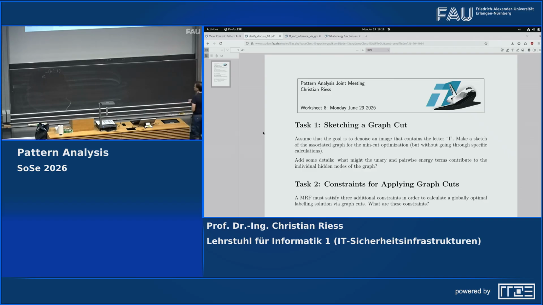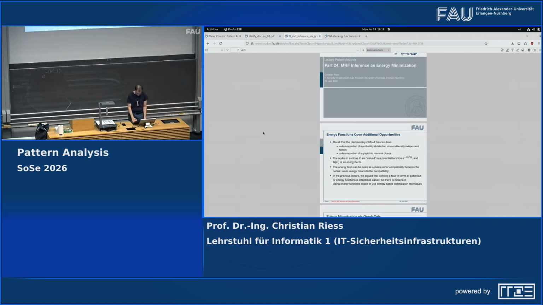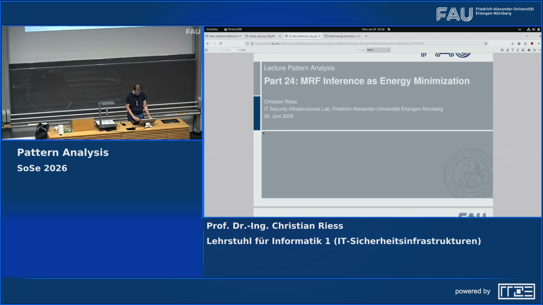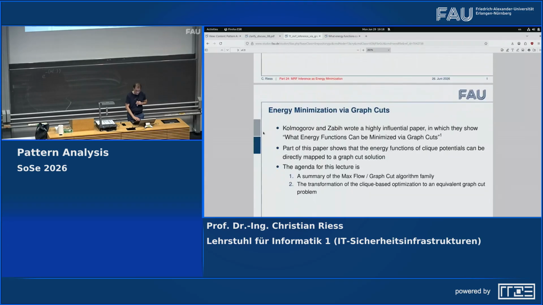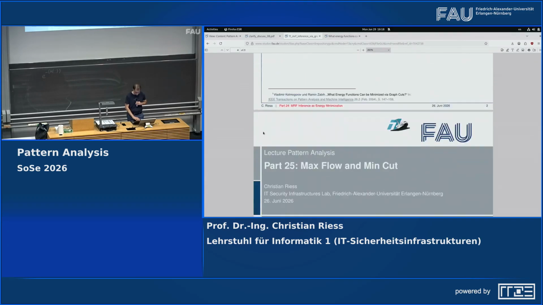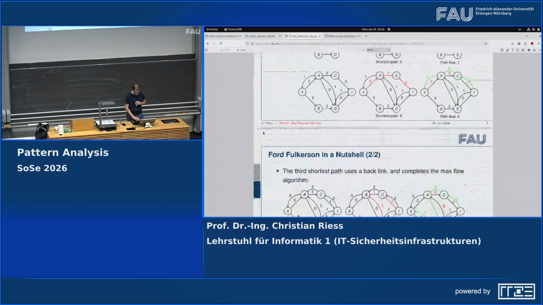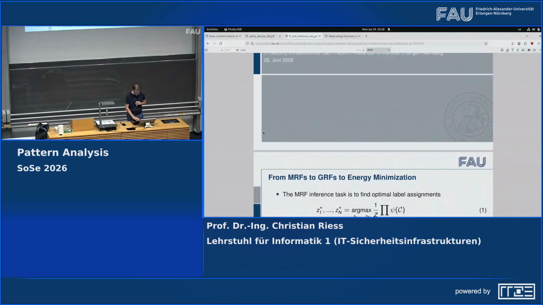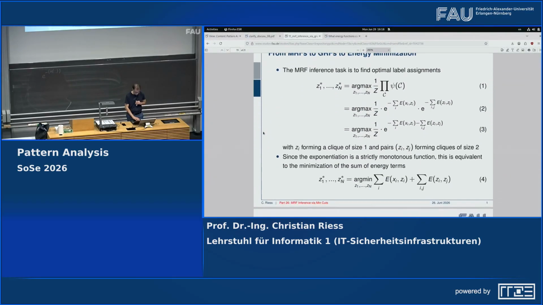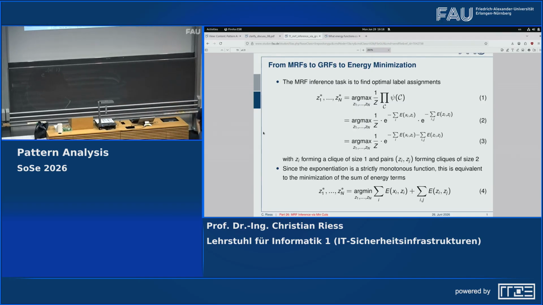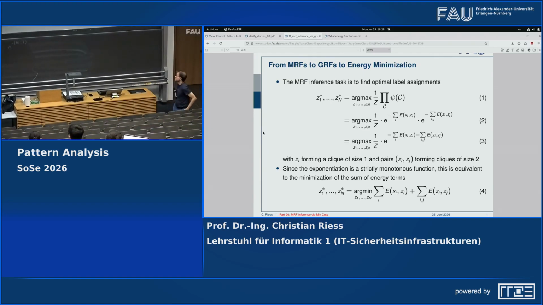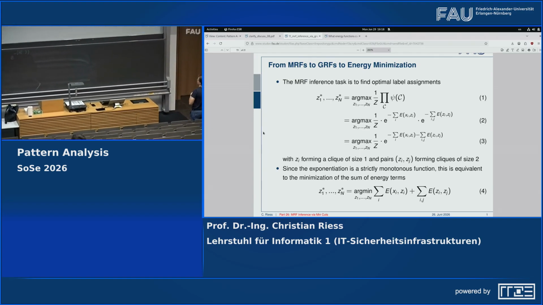Which slide, sorry? Part 26, slide 1. Yes. There is probably something very simple, but I have struggled to understand what happened to the partition function. It vanished.